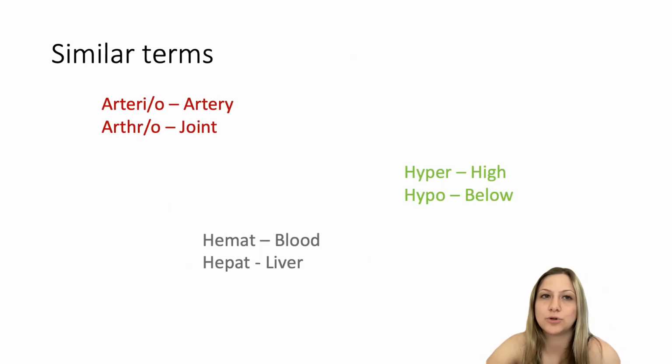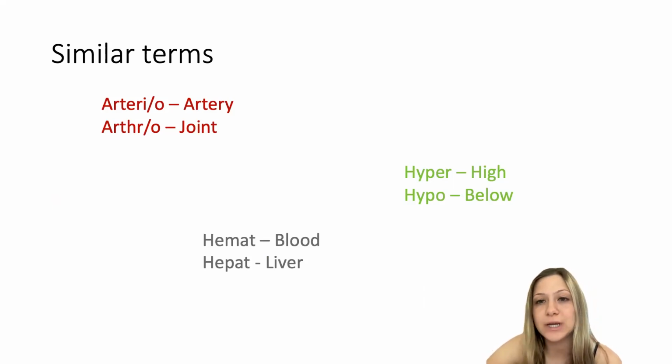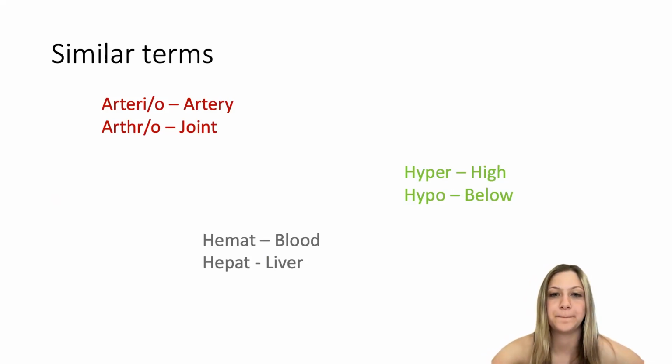So these are the similar terms that look alike, but mean different, that I chose because I have trouble with these ones because if you just glance at it, it kind of looks the same. So for the first one, arterio/O, it means artery. And then arthr/O means joint. And then in the green, it says hyper, which means high, and hypo means below. And then in the gray, it's hemat means blood, and hepat means liver.